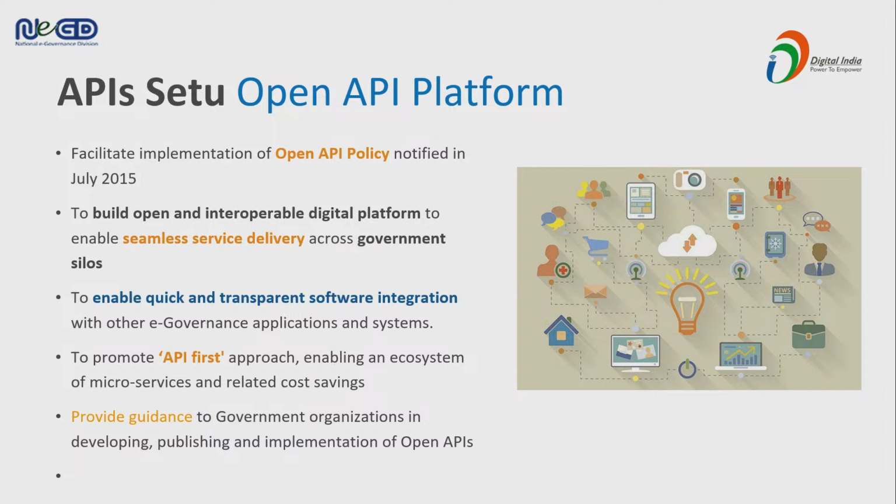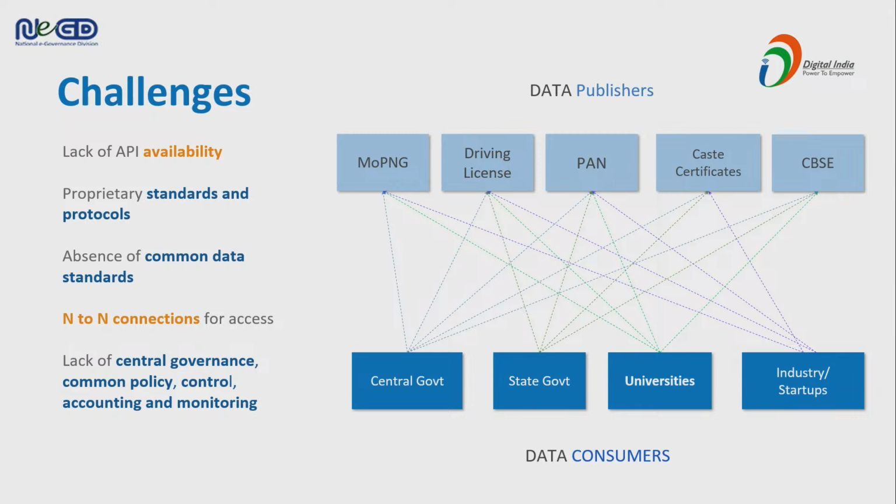So for that, we had to build a platform. We had to make a platform available so that the e-governance applications should start communicating to each other. Another objective was to enable quick and transparent software integration with other e-governance applications and systems. In addition to this, it also promotes the API first approach that enables an ecosystem of microservices and related cost saving. National E-Governance Division and API Setu team also provide guidance to the government organizations towards developing, publishing and implementation of the open APIs.